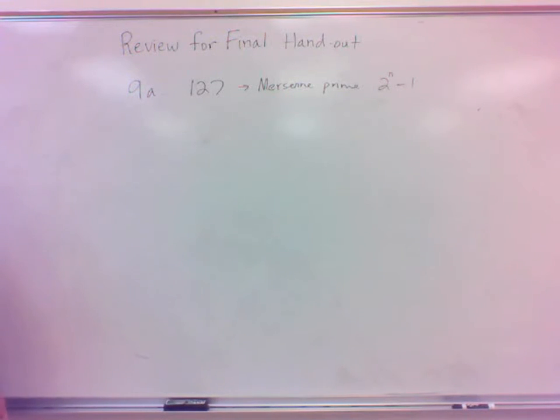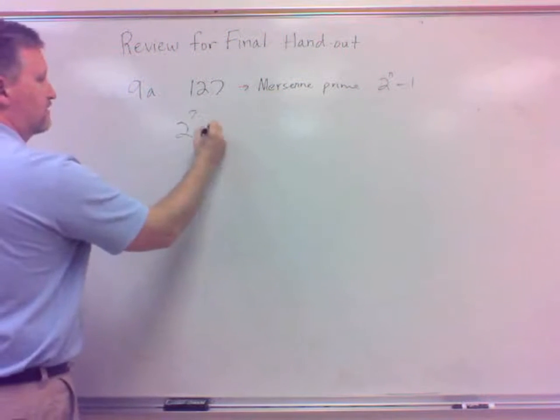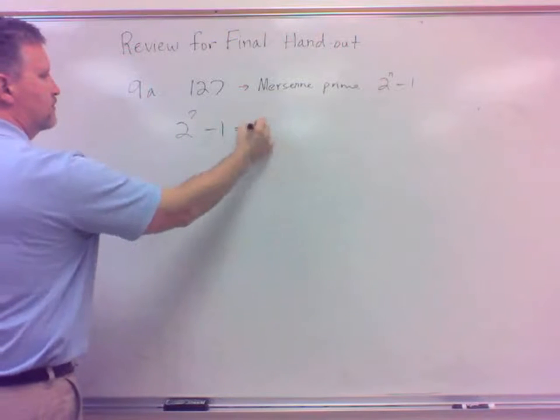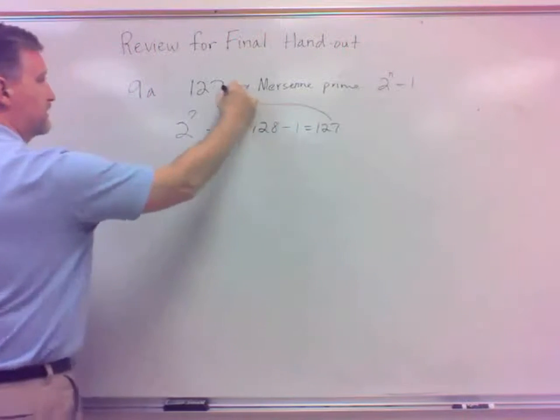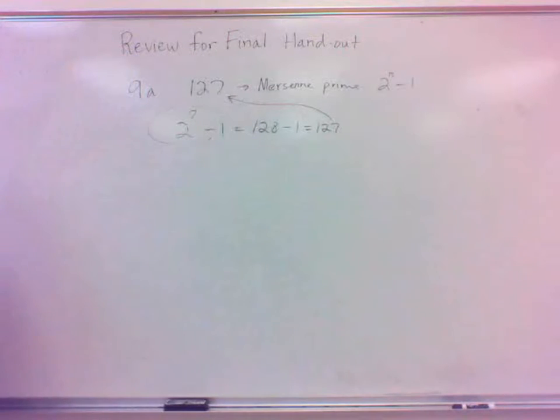2 to the 3rd, 2 to the 4th, 2 to the 5th. Remember which one it is? 2 to the 6th is 64. What's 2 to the 7th? 2 to the 7th is 128. And then when you minus 1, you get 127. So there you go. There's the proof. 127 is a Mersenne prime. 2 to a power minus 1.